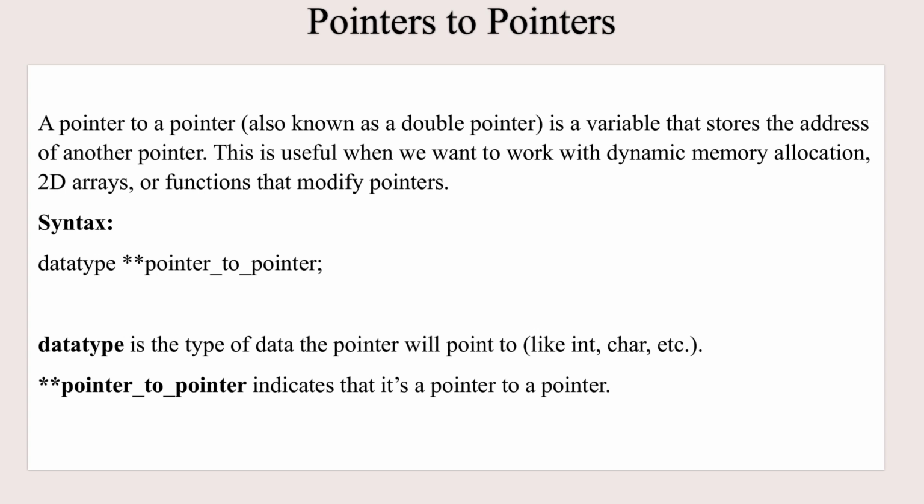Data type is the type of data the pointer will point to, like integer, character, float, etc. **pointer_to_pointer indicates that it is a pointer to a pointer.